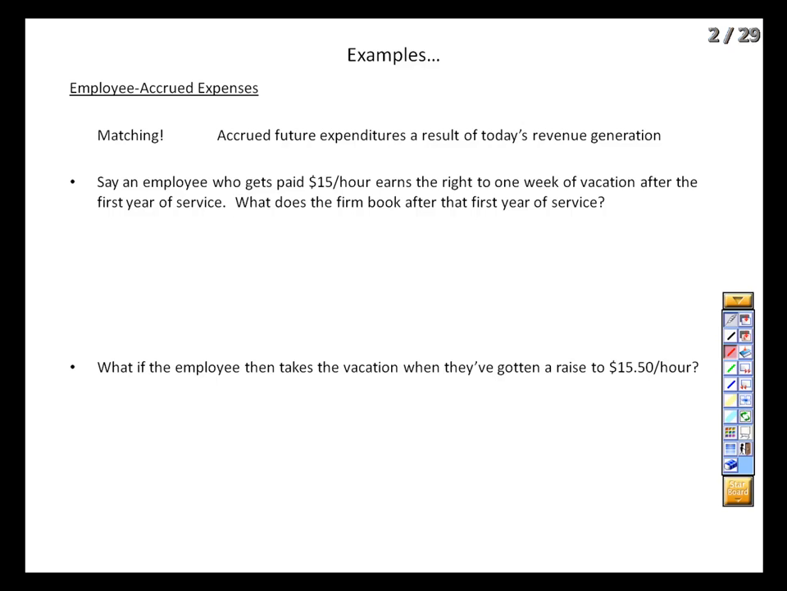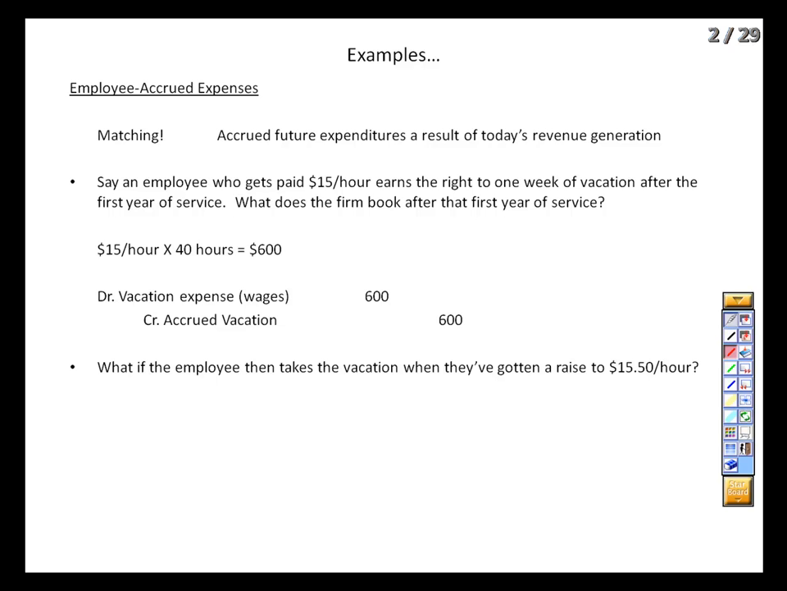But it's not just the wages. It's all those fringe benefits they earn over time. Let's say we have an employee who gets a week of vacation after a year of service and they get paid $15 an hour. After that first year of service, we now owe our employee some money. 40 hours at $15 an hour, we now owe our employee $600. How are we going to recognize this? Well, we'll debit vacation expense, that will roll into wage expense on the income statement, and we'll recognize a liability for the $600 that we owe them.